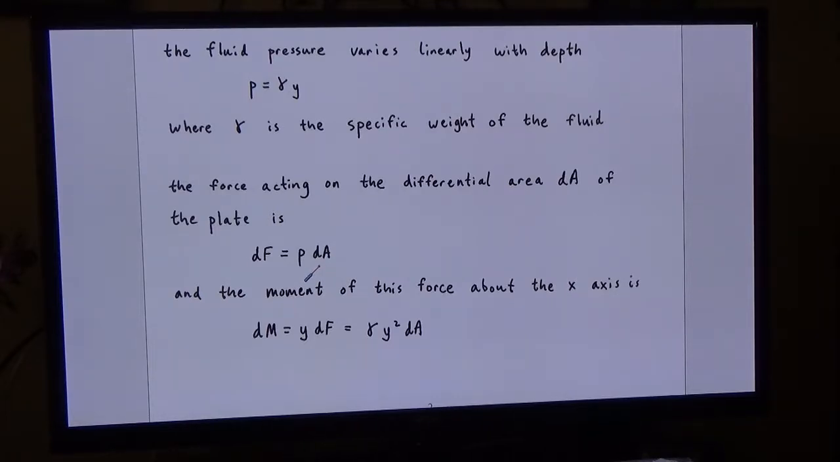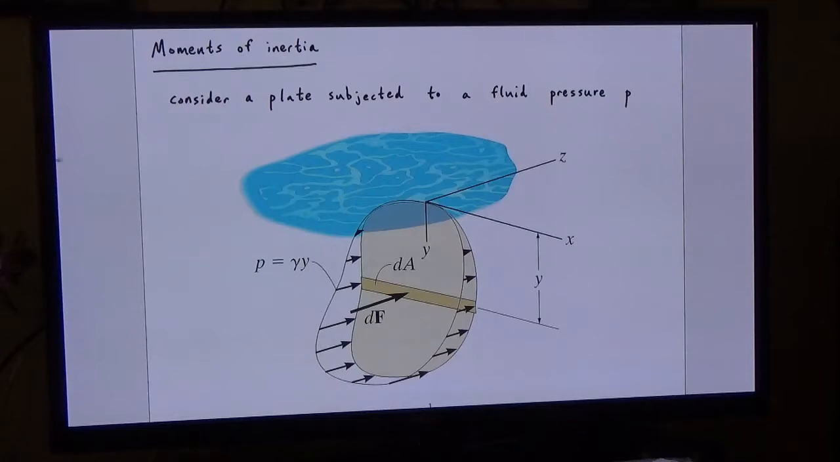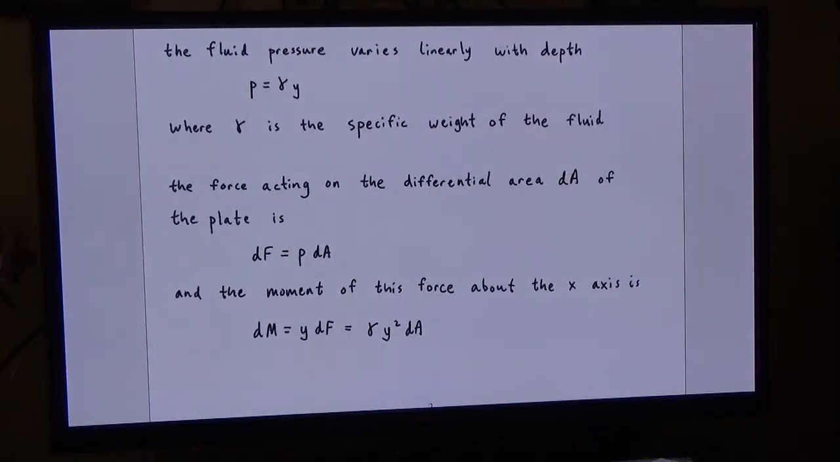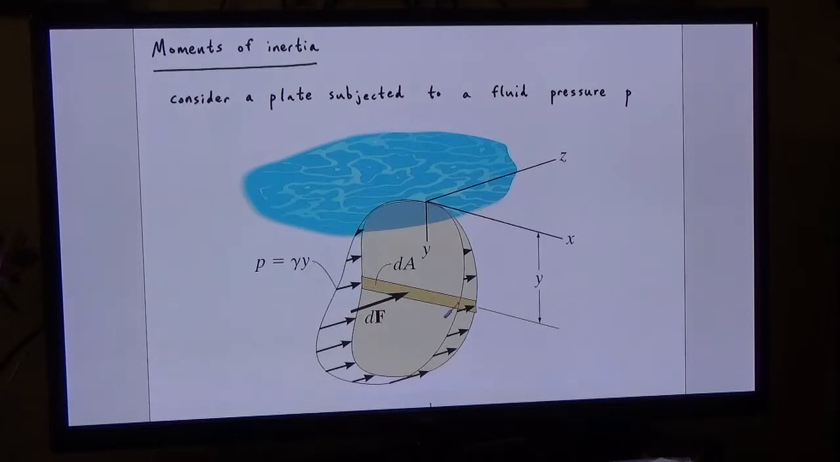Then if we wanted to take the moment of this force about the x-axis, here's the x-axis, our moment arm in this case would be y for the force dF, and the direction would be positive. So substituting in here, we have the moment is equal to y dF, that's the moment arm times the force. And then substituting for dF in terms of p dA, and then substituting for p, we end up with gamma y squared dA. So this is the moment of the force on this one little strip of the area.